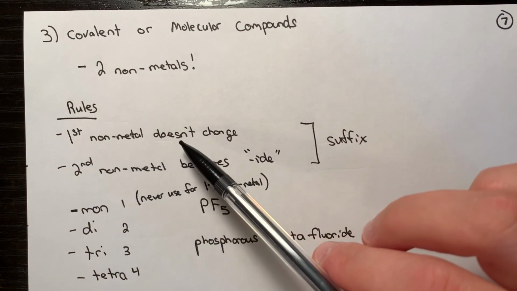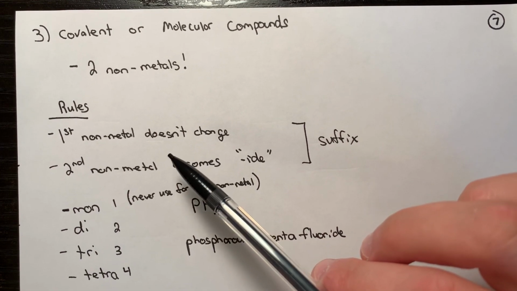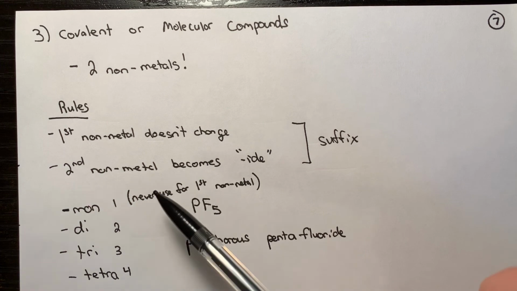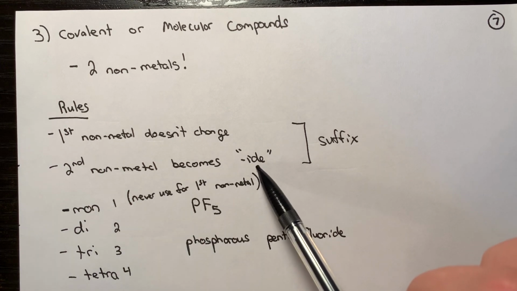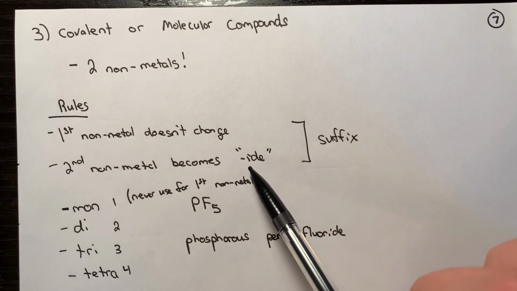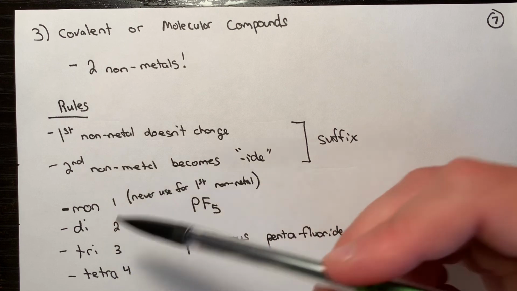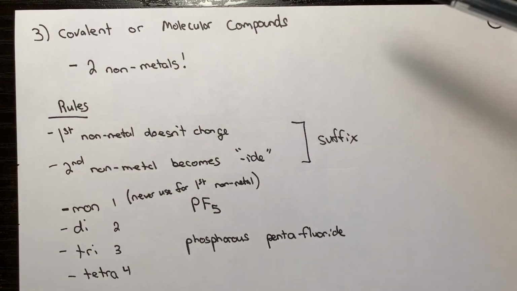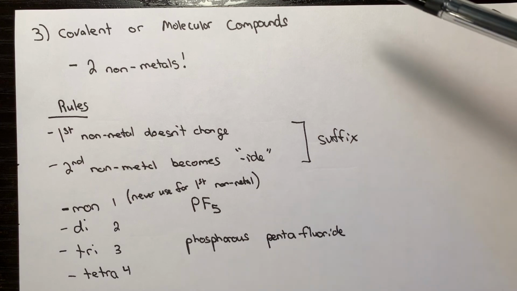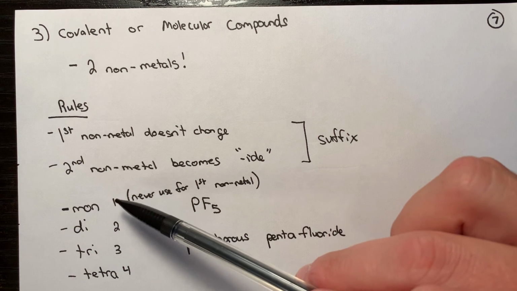First off, the nonmetal doesn't change. Okay, so the name of the nonmetal doesn't do anything different there. But it's the second nonmetal, and again, this suffix has become pretty popular, where we're going to get that ide ending. Okay, now, given that these covalent compounds actually share electrons, it's a little bit harder to determine the ratio in which two nonmetals will come together. So we need to have a way to talk about quantity.